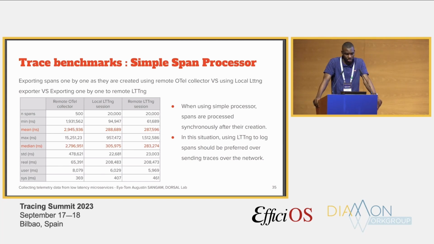That's the simple span processor. When sending data, we can decide to send it to the remote OpenTelemetry collector, to a local session, or to a remote session. Generally, using LTTng is about 10 times faster, just because we don't have the network calls. The gRPC call is what slows everything down.